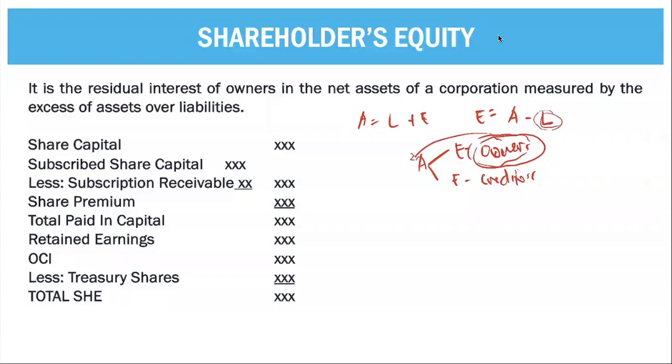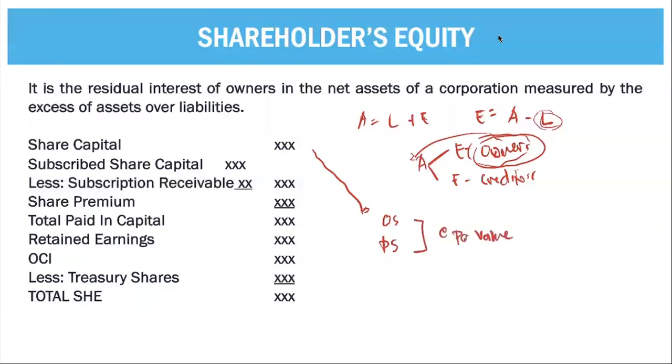However, your shareholders' equity is composed of these items. So how do we compute for your shareholders' equity? First, your share capital. Your share capital can either be ordinary share or preference share, depending on your share authorized. Once your corporation is authorized to issue shares, you can either issue ordinary or preference share. And take note, your share capital should always be recorded at par value.